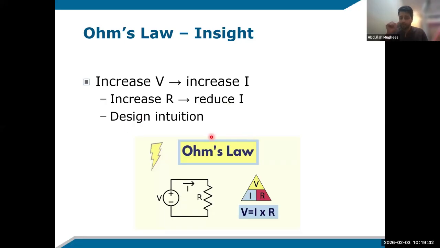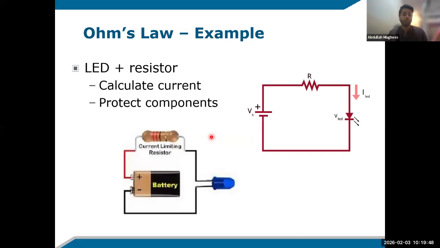And we can design different kinds of circuits and their behaviors based on these intuitions. Here's the basic circuit of how Ohm's law is being utilized in a real life application.